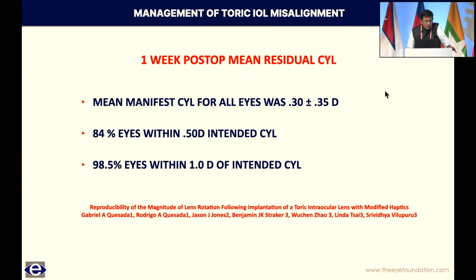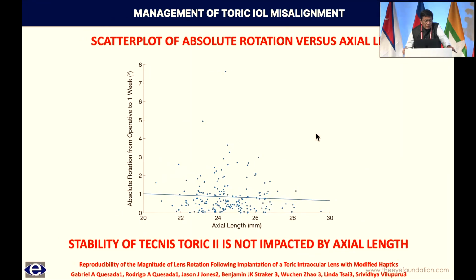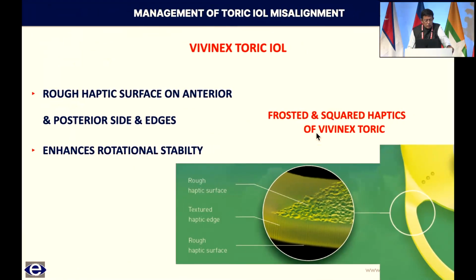With the Technis Toric 2 compared to the Toric 1, 84% of the eyes were within 0.5 diopters of intended cylinder, and 98.5% of the eyes within 1 diopter of intended cylinder. And even more importantly, even in larger eyes, like highly myopic eyes with even a 30 diopter lens, the stability of these lenses is well established, and axial rotation usually does not occur.